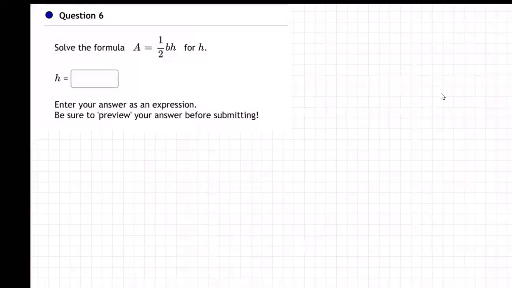Okay, so on this one, let me write it right here. A equals a half BH. Okay, and so we need to solve this thing. So what are we going to do first?